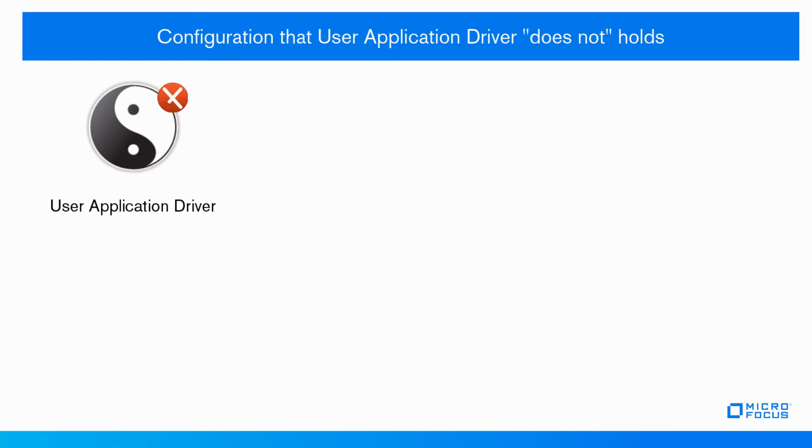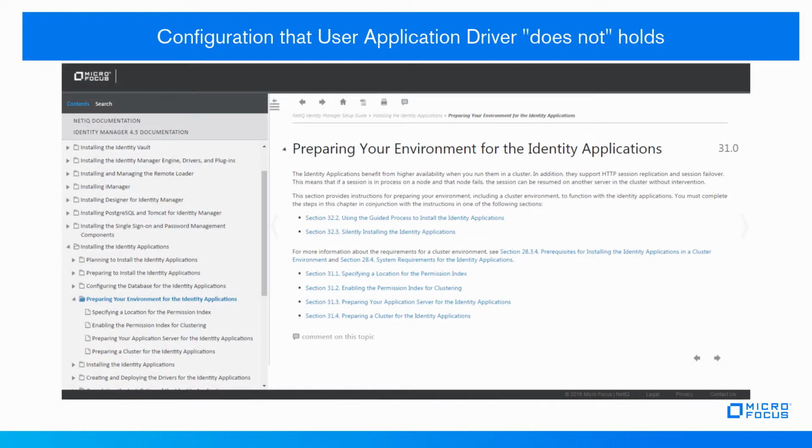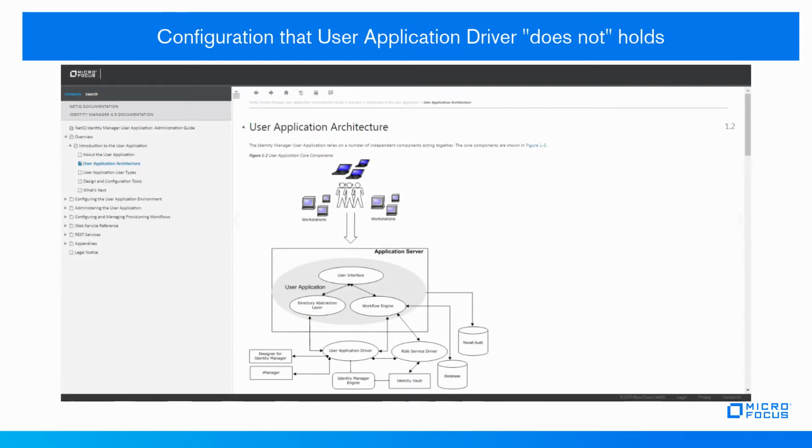Configuration that the UA driver does not hold: workflow events, user application system logs, tasks, processes. Actually, anything dealing with the workflow events is on the database and not on the driver. You must review the prerequisites and computer requirements before installing the identity applications from the setup guide. For information about configuring the user application environment, see the User Application Administration Guide.